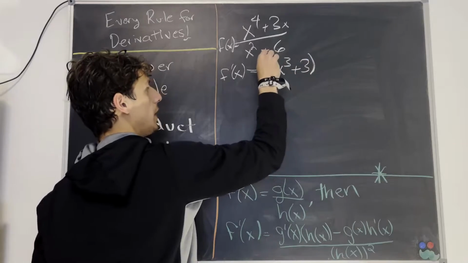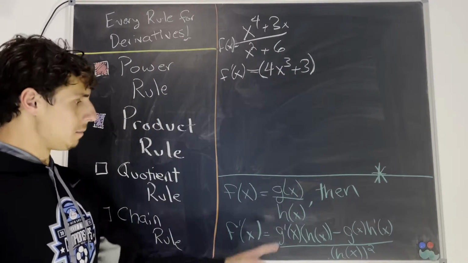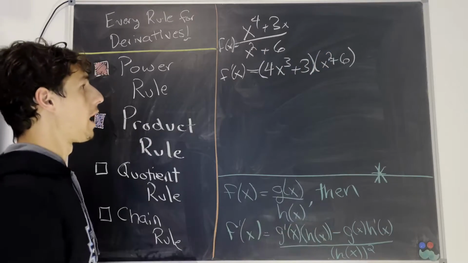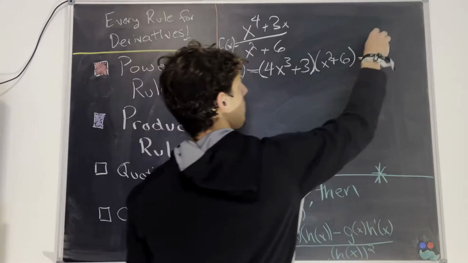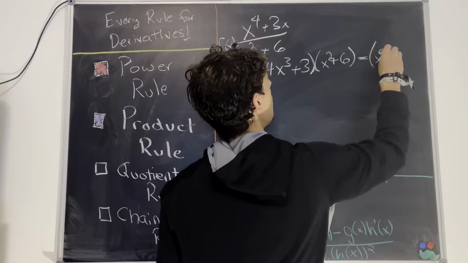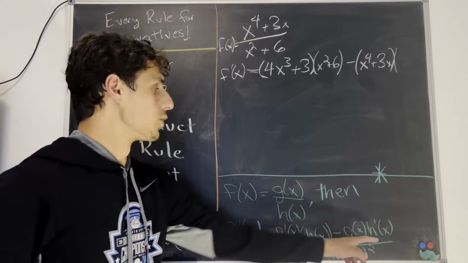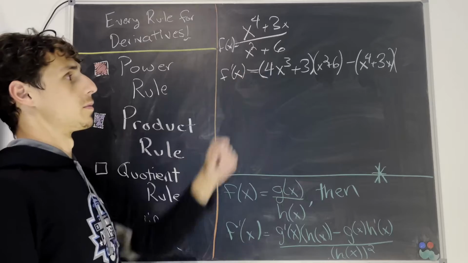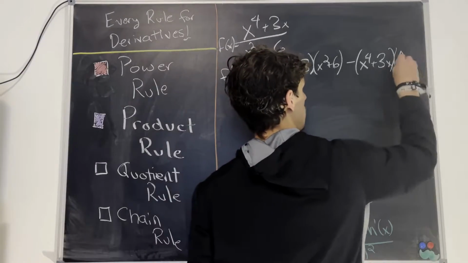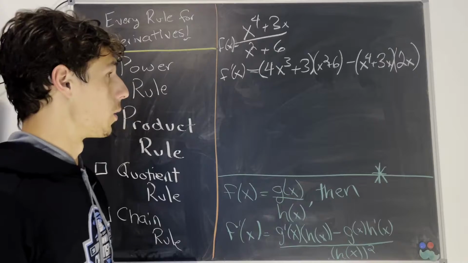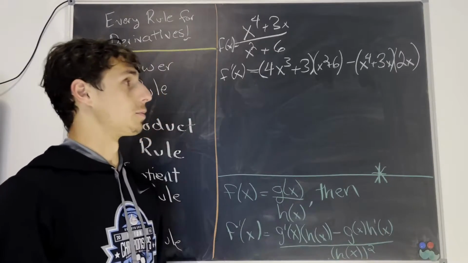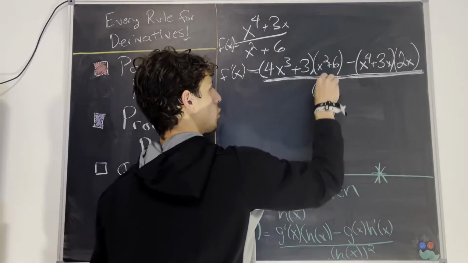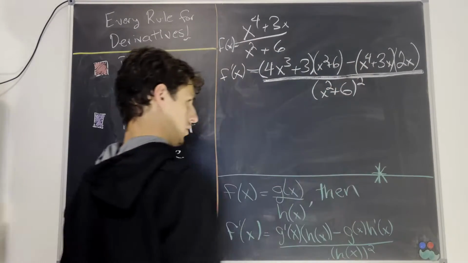So we can put parentheses around this because now we're going to multiply it by h of x, but h of x is just the bottom, so that's x squared plus 6. But now we have to subtract g of x, but that's just the top, so we'll put this in parentheses, x to the fourth plus 3x, and now we need to multiply by the derivative of the bottom, but that's 2x because we move this 2 down and then subtract the exponent by 1, so that's 2x, and then the 6 goes to 0. So we're just left with 2x as our h prime of x here. And then we divide this entire thing by x squared plus 6, all squared, like that.